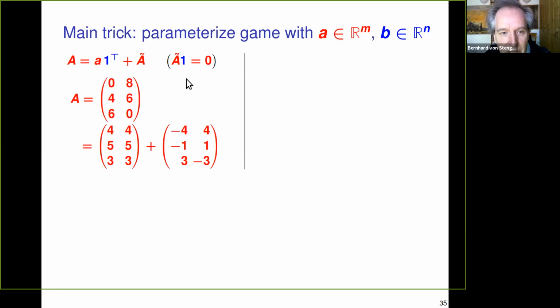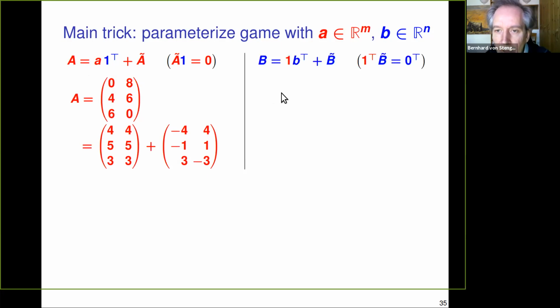So let's look at an example. This is A, which has 0, 8, 4, 6, 6, 0. So the row average is 4, 5, and 3, which you take out here, a constant. This is the A, 4, 5, 3, 4, 4, 5, 5, 3, 3. And now this is a game. This is the A tilde, where the sum across rows is 0. Okay? This is a unique and very simple decomposition of A.